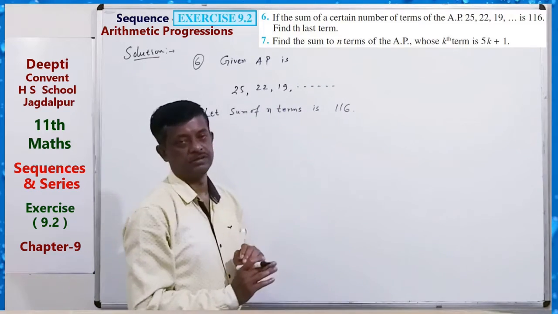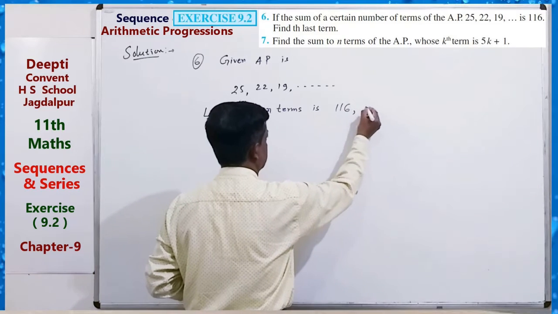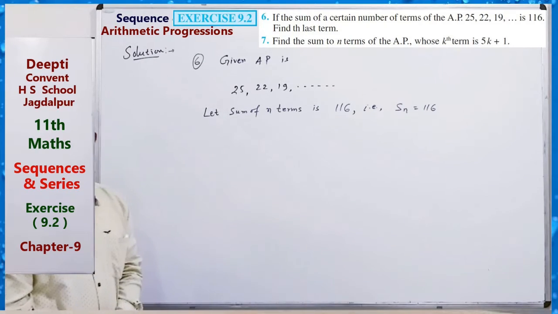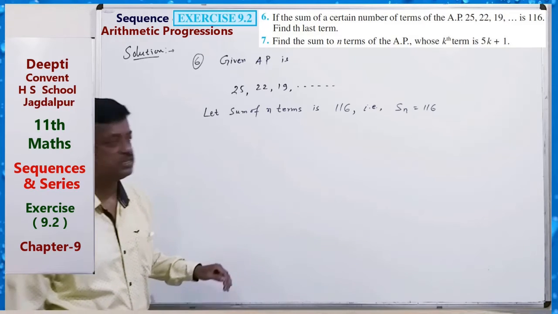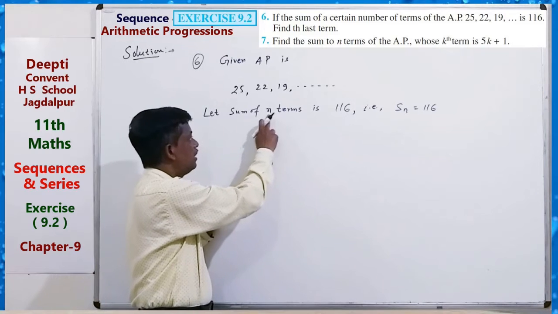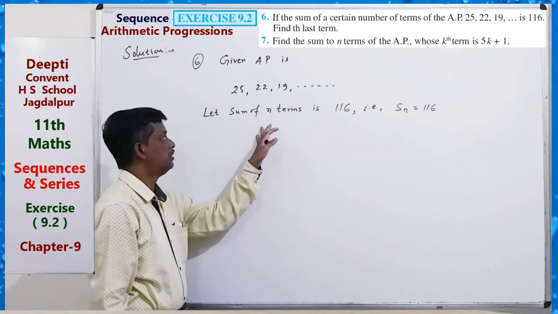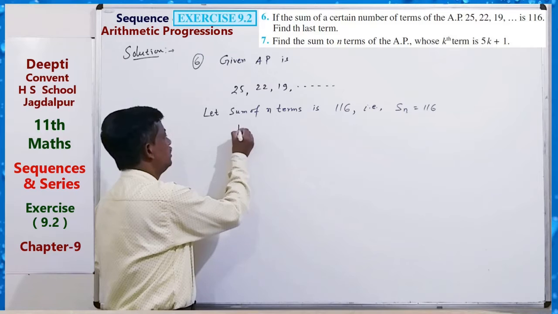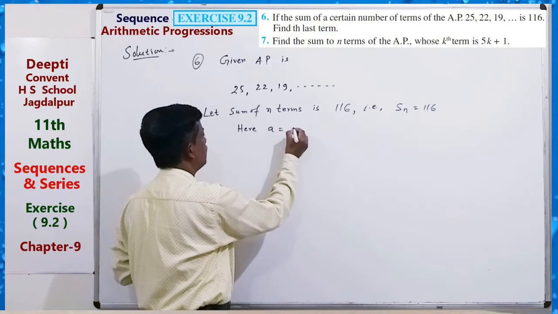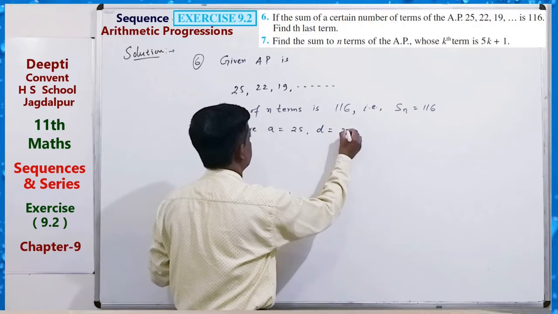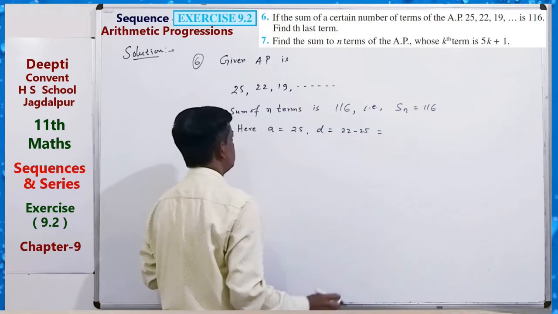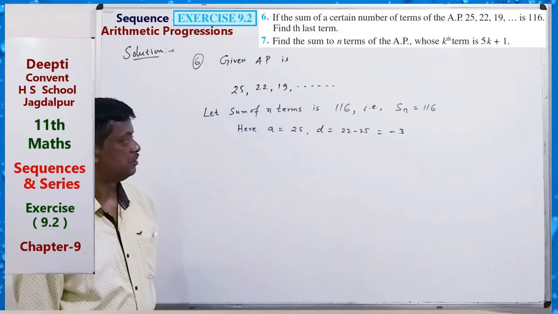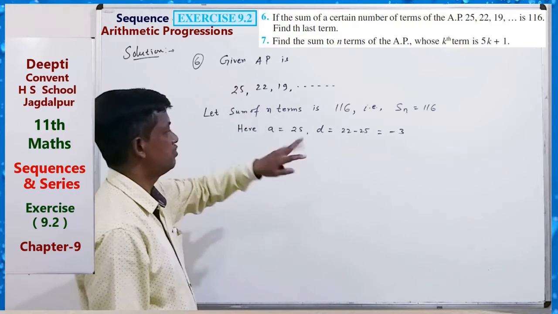The sum of this is 116. That is, Sn equals 116. And we have to find the last term. Last term means if here n terms, then the nth will be the last term. So here a is 25, and d is 22 minus 25, which equals minus 3.